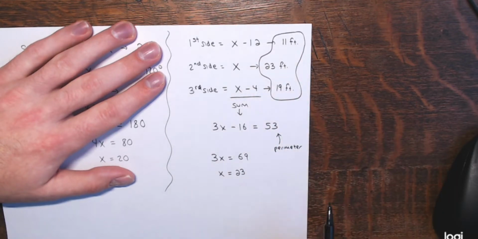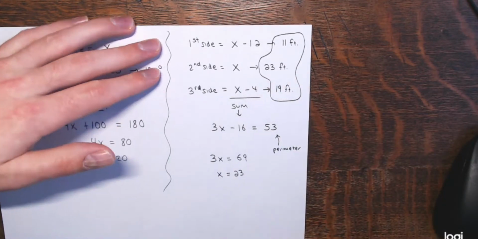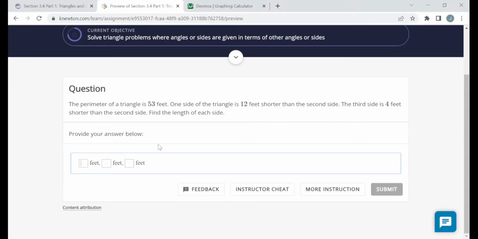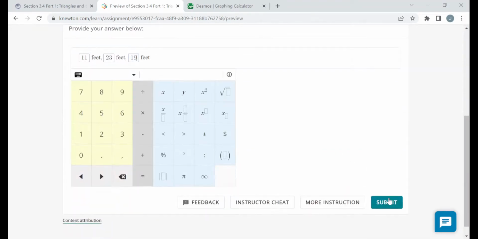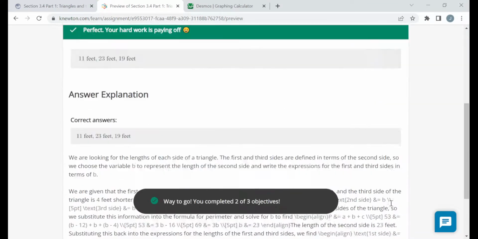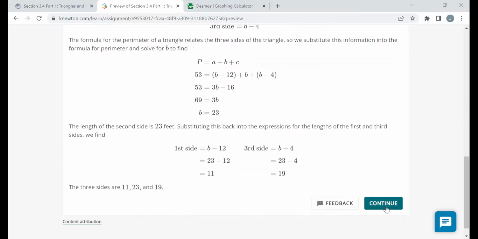Right? And double check, add these up, you do get 53 feet total for the perimeter. So 11, 23, and 19. 11 feet, 23 feet, 19 feet. Alright, so that objective's done, and then the last problem should be on the Pythagorean Theorem. And that's the only objective we haven't completed yet.